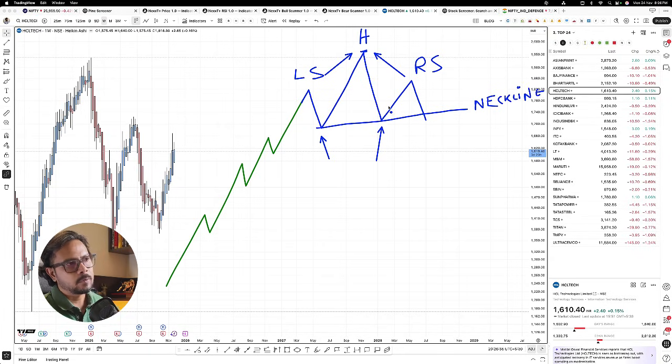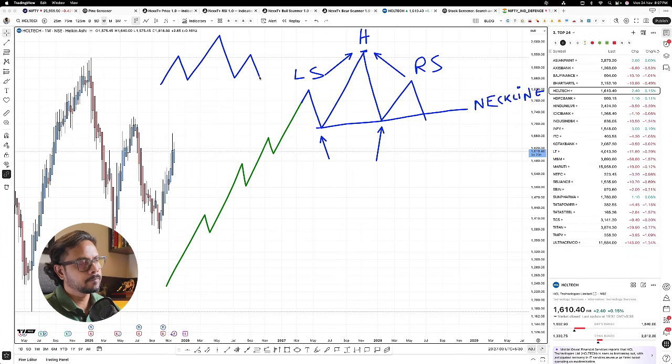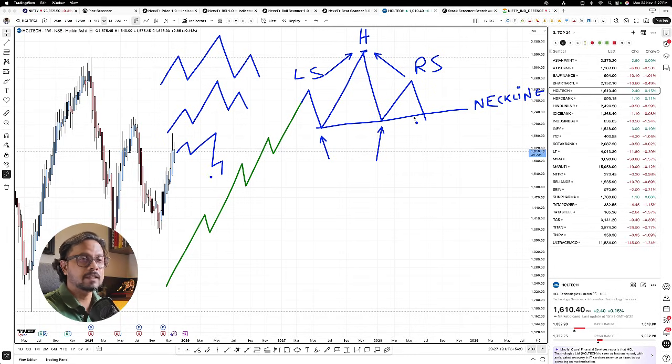When we have a formation like this after an uptrend, it can be very horizontal in nature, it can be upward sloping in nature, or it can also be downward sloping in nature. These are the 3 variations of head and shoulder top. We're talking about HNS top. It's a topping out pattern.